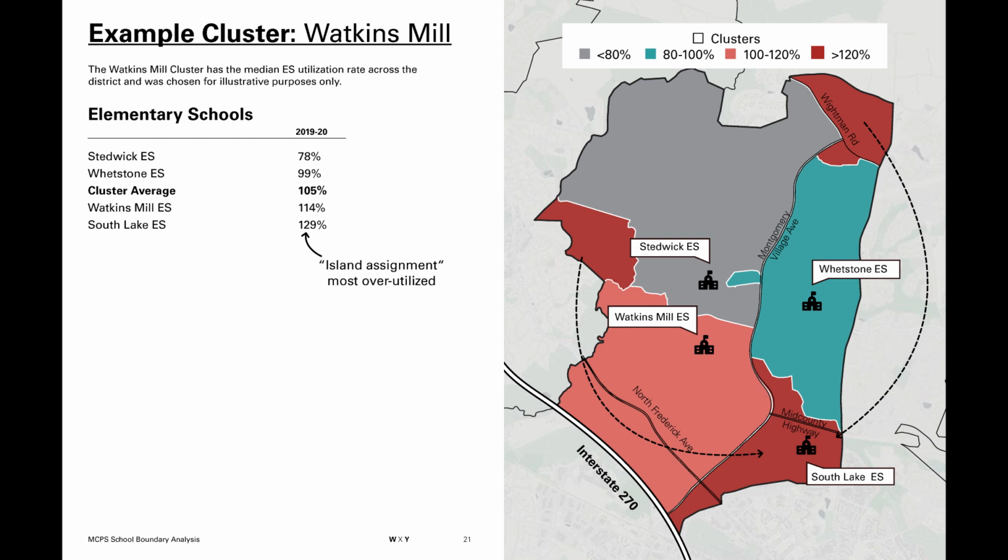It's also interesting to note that the most overcapacity school in the Watkins Mill cluster experiences an island assignment travel. So not only are these students traveling farther to attend school, they're traveling past underutilized schools to attend an overutilized school.